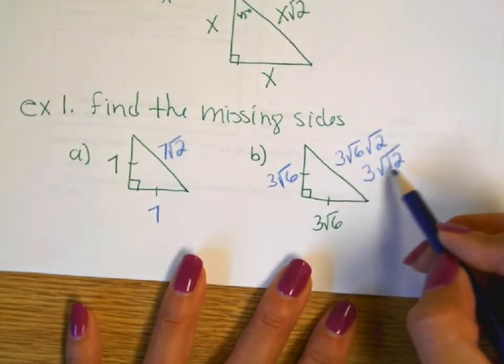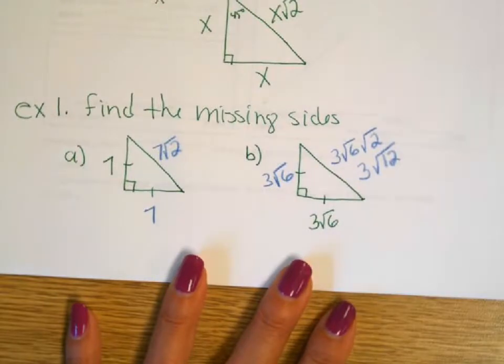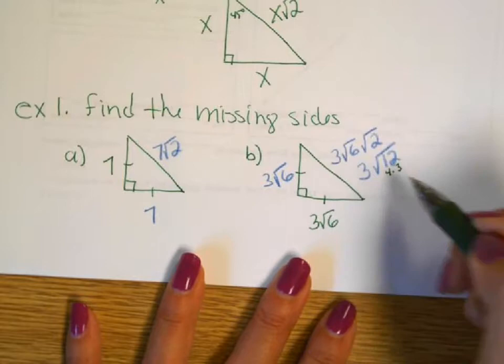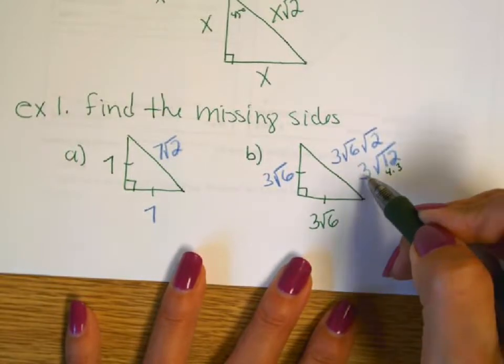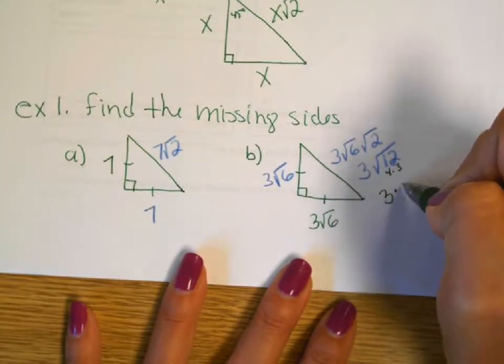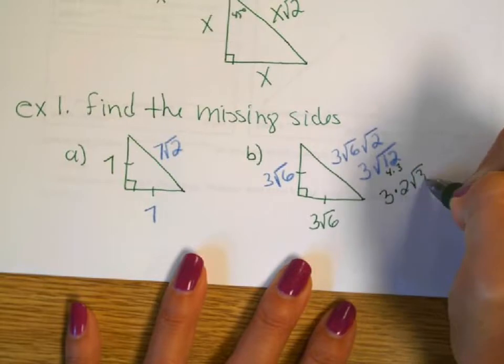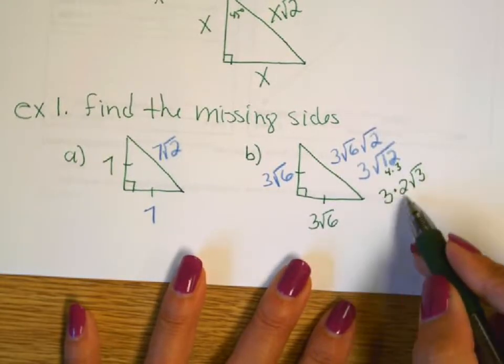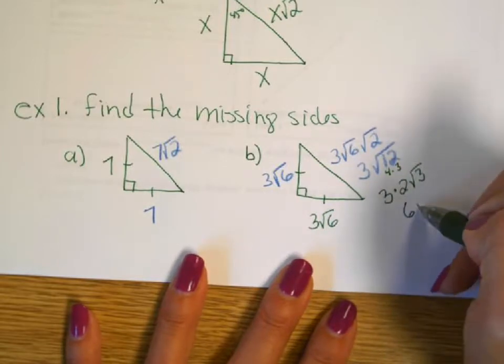What happens here with the square root of 12? That's 4 and 3. So what does the square root of 4 turn into? A 2. That comes out as a 2, multiplied by the 3 that's out there. Can I do it in baby steps so I don't lose anybody? So the square root of 12 turns into 2 square root of 3. The 3 and 2 multiply and you get 6 square root of 3.